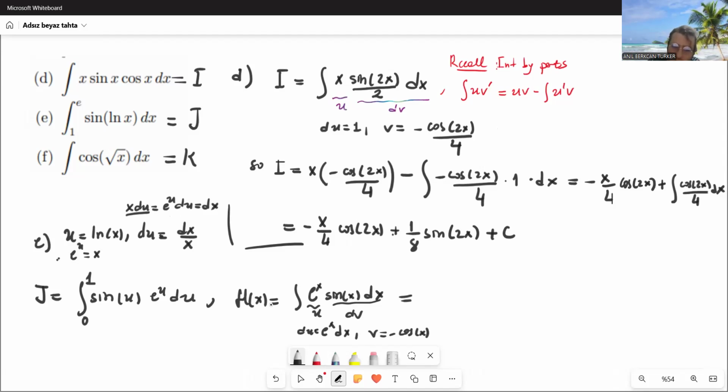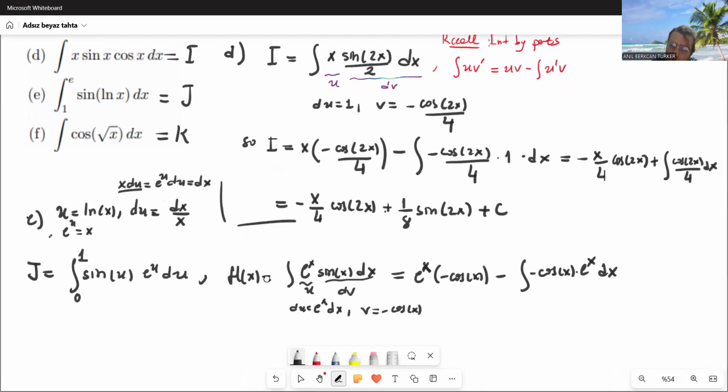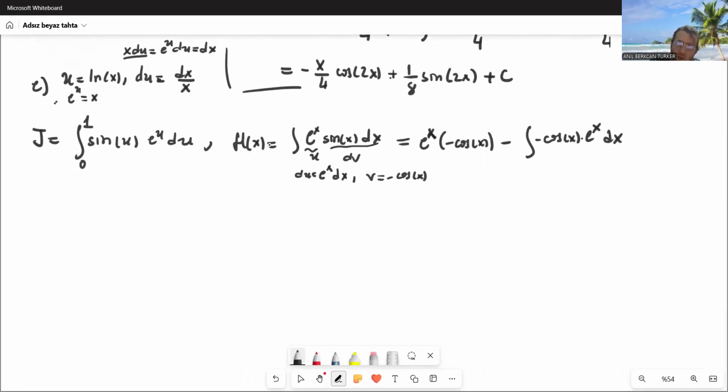So your u is e to the power x. And v is just minus cosine x. So we have minus cosine x e to the power x minus the integral of minus cosine x e to the power x dx. So it is not finished, right? So now let's calculate, similarly, the integral of e to the power x cosine x dx.